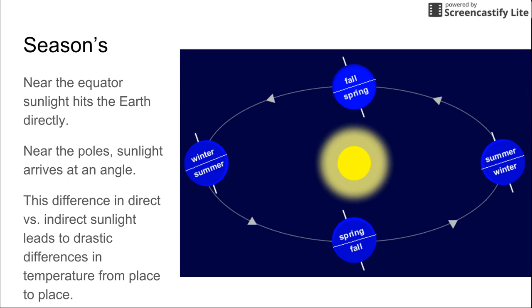So when you think about this revolution, think about the seasons of the Earth. Near the equator, the sunlight hits the Earth directly. Near the poles, the sunlight arrives at an angle. And this difference in direct and indirect sunlight leads to really big differences in temperature from place to place. This is why the more tropical you go, towards the equator, the warmer it is, and the more towards the poles or the temperate regions, the cooler it is. And this has to do with the Earth's tilt and its revolution.